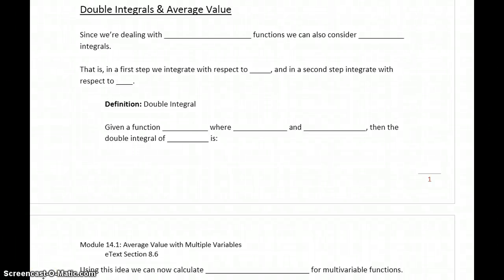In addition to partial derivatives, we're just looking at whether or not we integrate with respect to x or y. I'm sorry, not partial derivatives, partial integrals or partial antiderivatives. We talked about whether we're integrating with respect to x or with respect to y. But now that we're dealing with multivariable functions, we can also consider what are referred to as double integrals.